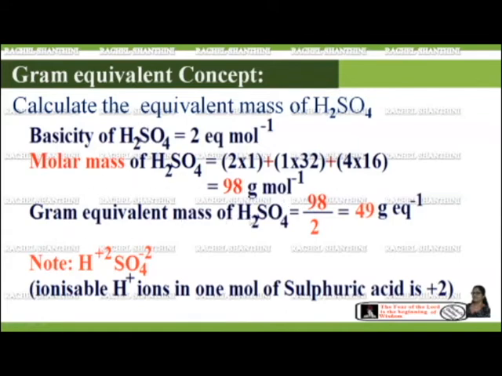The gram equivalent mass of sulfuric acid is equal to the molar mass of sulfuric acid, that is 98, divided by the N factor. The N factor here is the basicity of sulfuric acid, that is 2. So 98 divided by 2 gives the answer 49 grams per equivalent. So this is the gram equivalent mass of sulfuric acid.